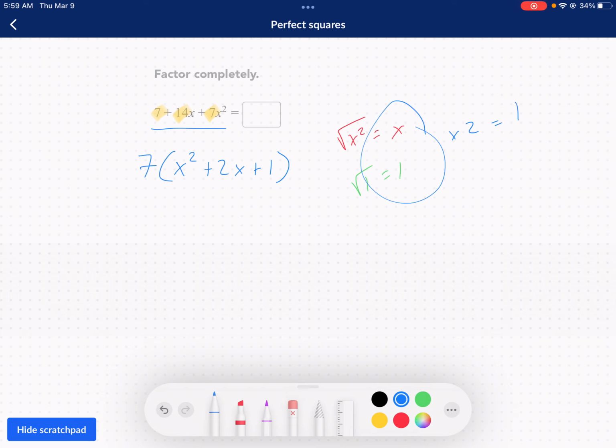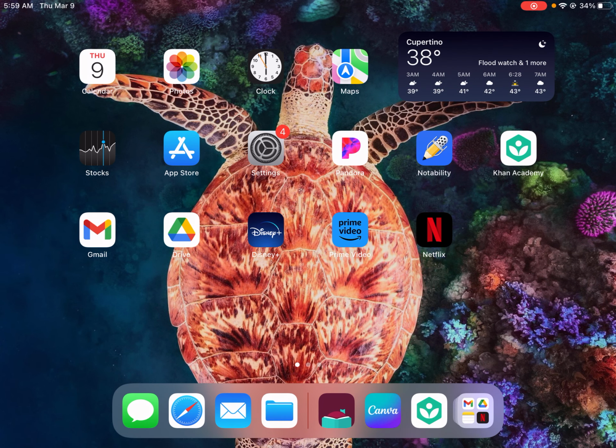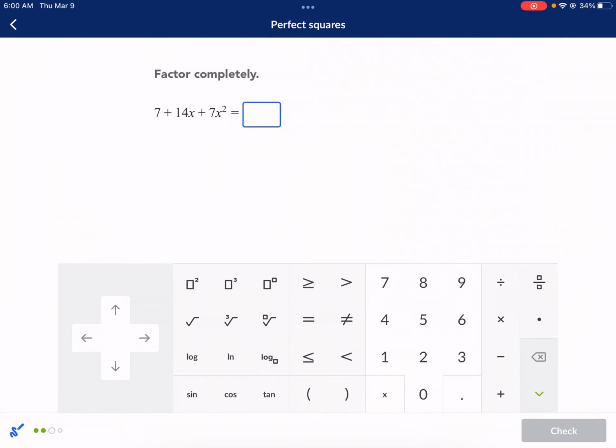So we're going to get 1x times 2 equals 2x. We're good. This is the perfect square. We're going to get that middle term right there. So x squared plus 2x plus 1. That means we can keep the 7 out in front. Don't forget that 7. That's a common mistake. And then we'll do x plus 1, just these right here. We're going to put those square roots there and then put that squared outside. So 7 times x plus 1 squared.